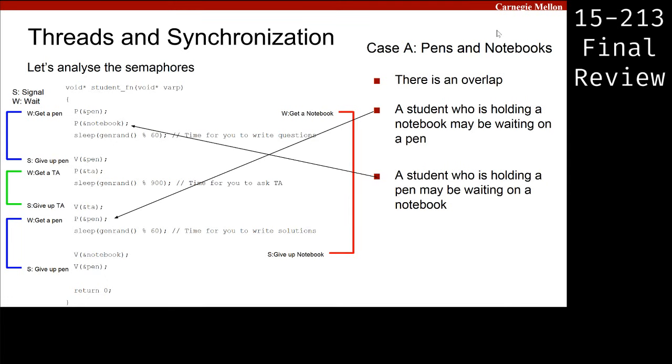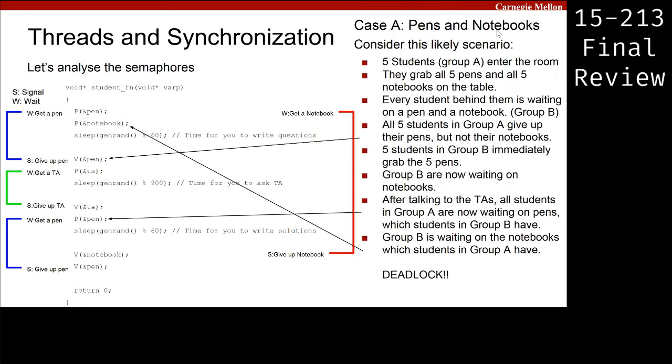But what about case A? There is an overlap, yes. And it turns out the student who is holding a notebook may be waiting on a pen, and a student who is holding a pen may be waiting on a notebook. Now, like I said, there are enough resources. There are 5 pens and 5 notebooks. So in most cases, that probably would not get stuck.